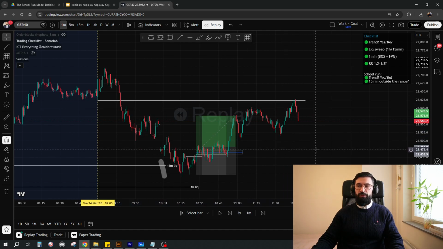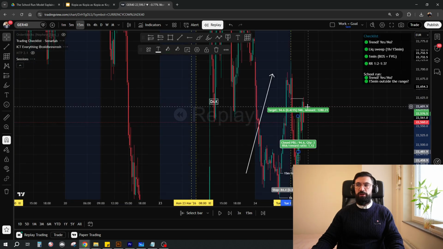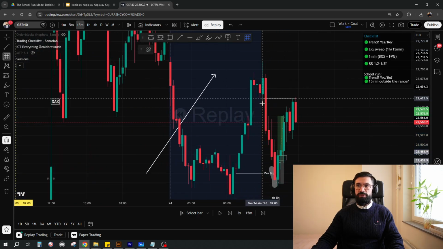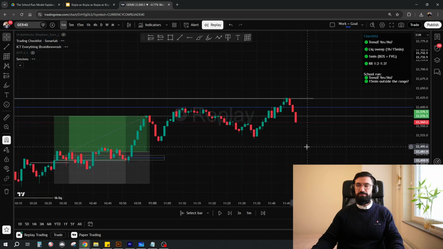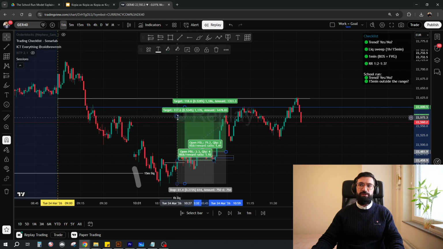Let me just show you how this works. Why did it reverse from this area right here? If you jump to the 15-minute, what happens? There is a 15-minute fair value gap. Not this high. On the 15-minute fair value gap is where the first take profit is, not this high.